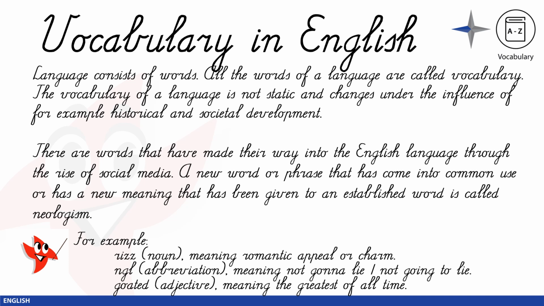Our next icon is vocabulary. All the words of a language are called vocabulary. Words that have come into common use or have new meanings are called neologisms. We can have a few examples here. We can see riz, meaning romantic appeal or charm. Riz is a noun. NGL is an abbreviation, meaning not gonna lie. And the adjective here is goated, and it means the greatest of all time.